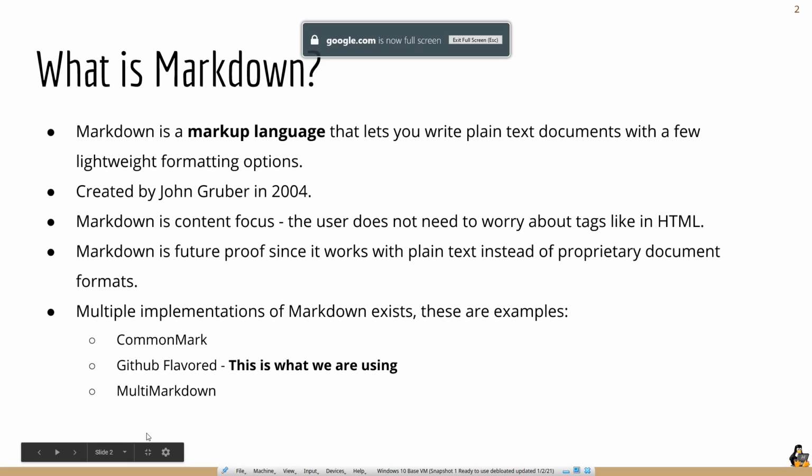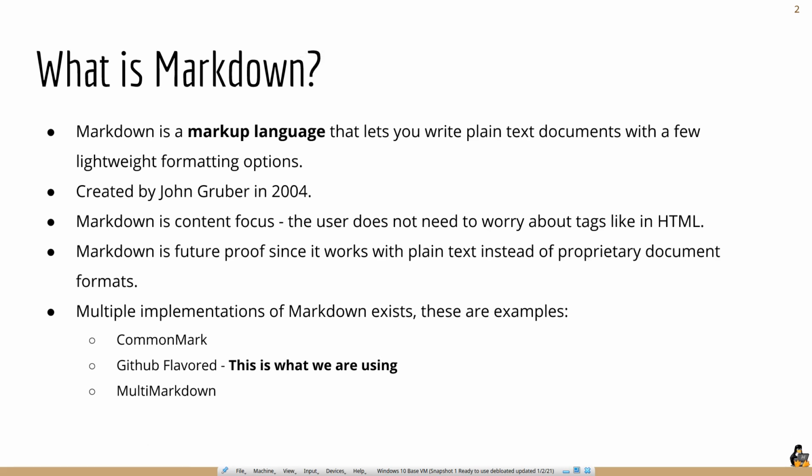So what is Markdown? Because I have said that a lot already. Markdown is a markup language that lets you write plain text documents with a few lightweight formatting options. Markdown is a publishing format, similar to how HTML is for the web. Markdown is a general purpose markup language that allows us to write text fast. It was created by John Gruber in 2004, and since then it has been a tool adopted by many other technologies as a base ground for even more powerful technologies.